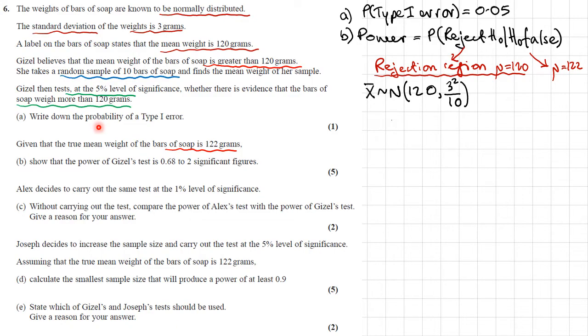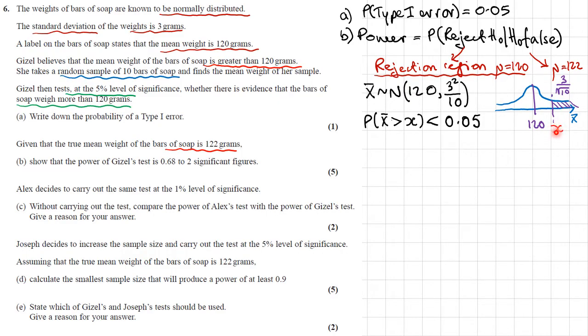Now because this is upper tail, because it says evidence that the bars weigh more than 120 grams, we would have rejected H0 when the sample mean was greater than a critical value, which we're going to work out using inverse normal, when that probability is less than or equal to the significance level, which is 5%. So this we can work out using inverse normal. This is just a diagram showing what's going on. It's an upper tail test. We want to find this value here.